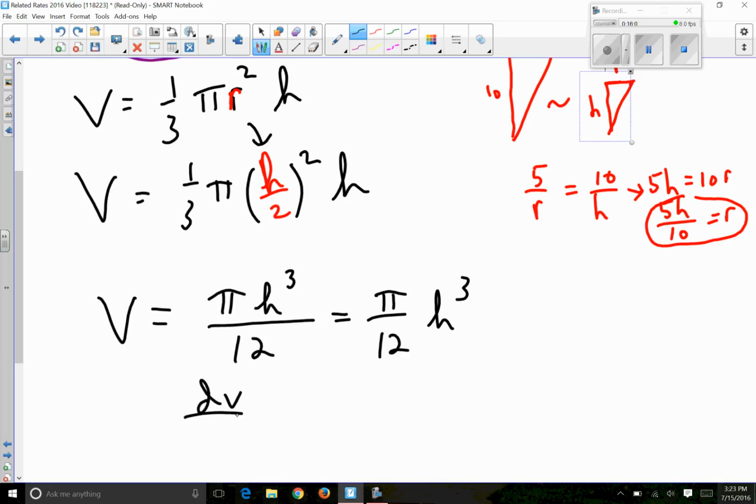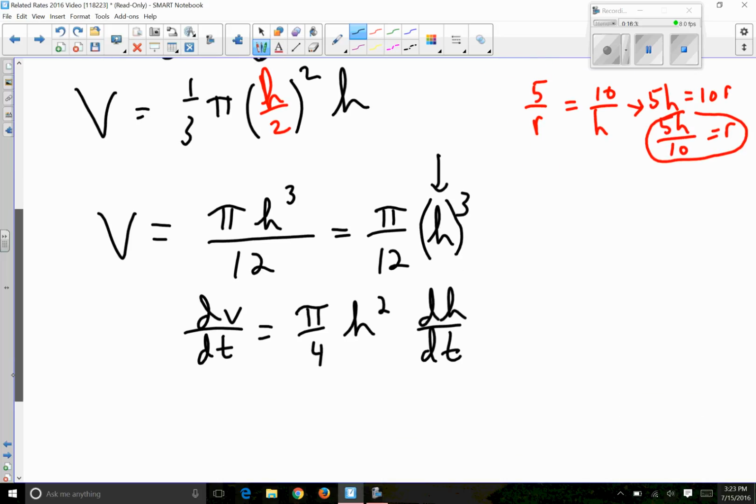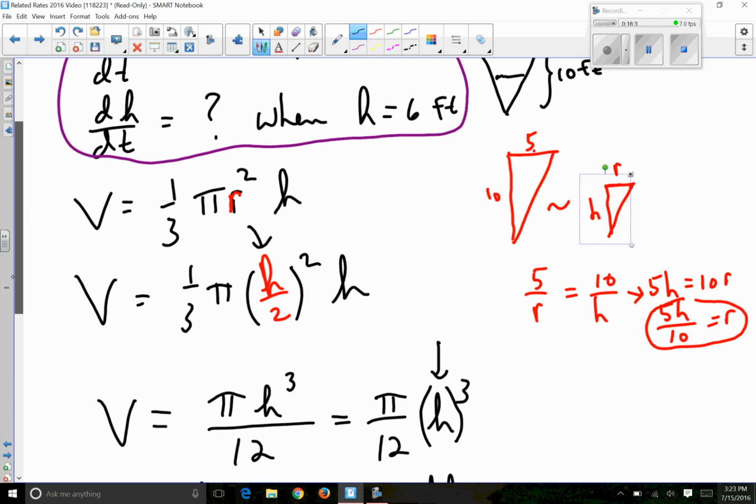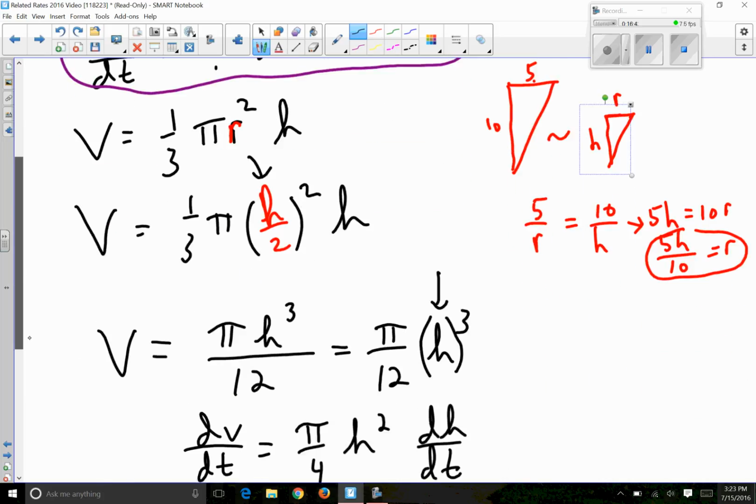The derivative of v with respect to t is this exponent times this number, 3 times pi over 12, which is 3 pi over 12, or pi over 4, times h to the second power times dh/dt. This times dh/dt is the chain rule. We say don't forget to multiply by the derivative of what's in the parentheses. Now where dv/dt is, we can put 2, and where h is, we can put 6.